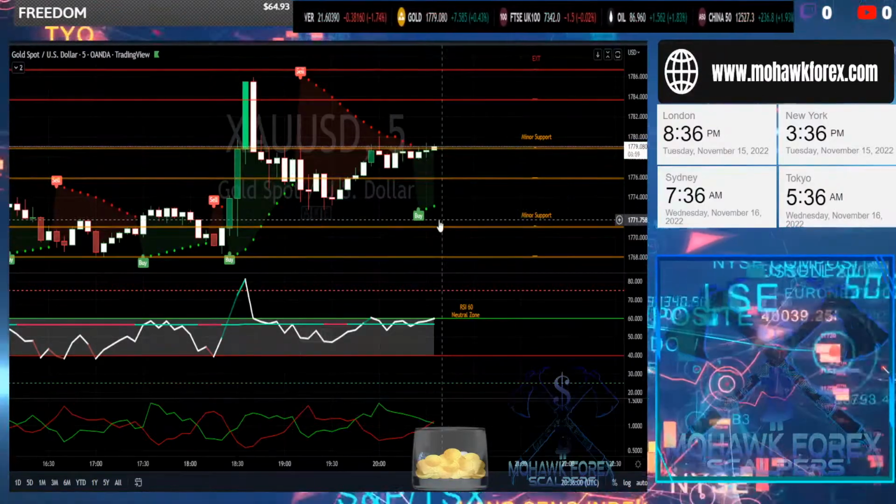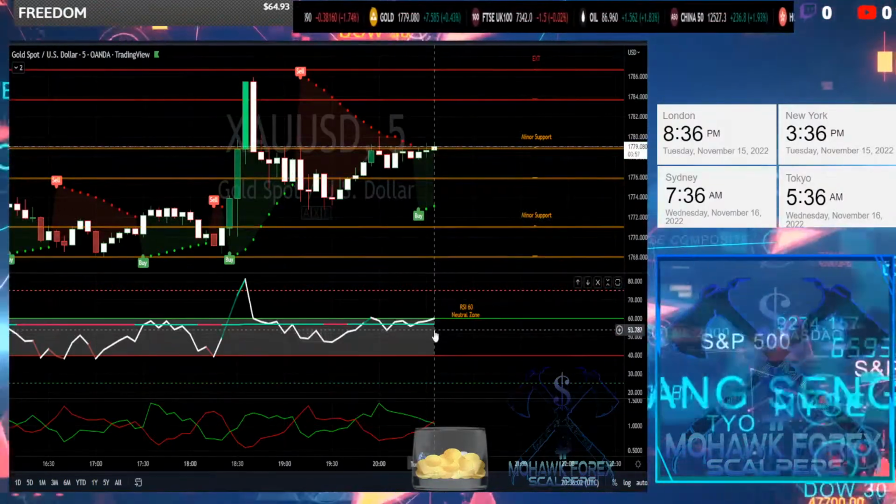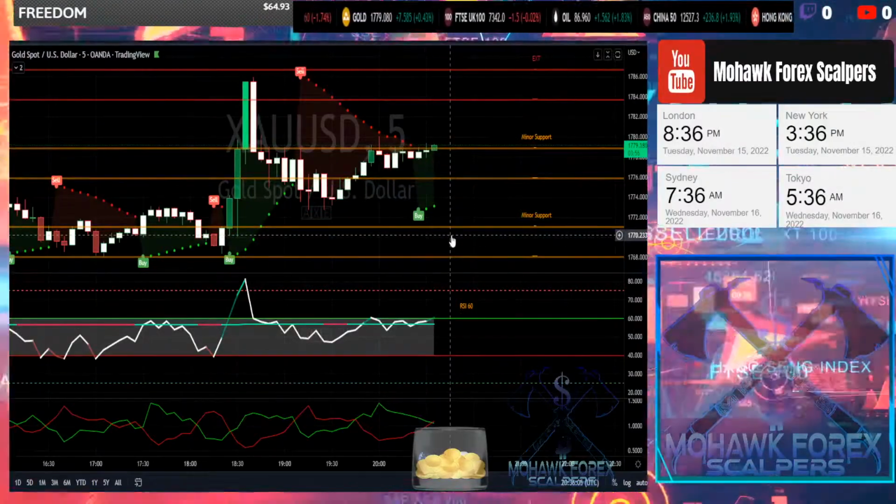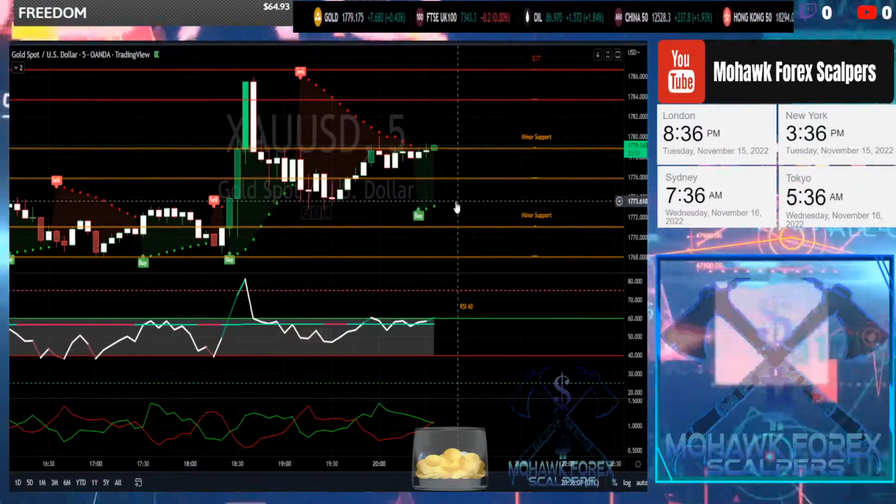Gold's still trying to get back to... RSI is almost touching 60. Look, almost. There we go. Green. Look, it is now. This is the time. Is this the break?